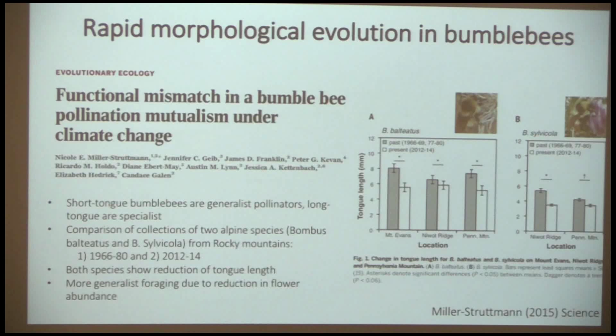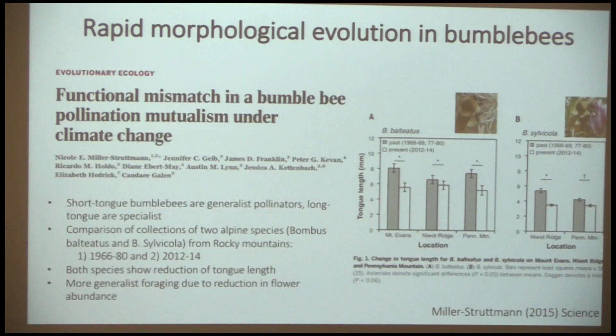a result of a study by some ecologists who are now my collaborators. And what they found was that when they compared bumblebees found in the Rocky Mountains in a particular locality, and they compared historical samples from the 60s, 70s and 80s to recently collected samples, both of these two species, Bombus balteatus and Bombus sylvicola, showed a significant decrease in the tongue length.